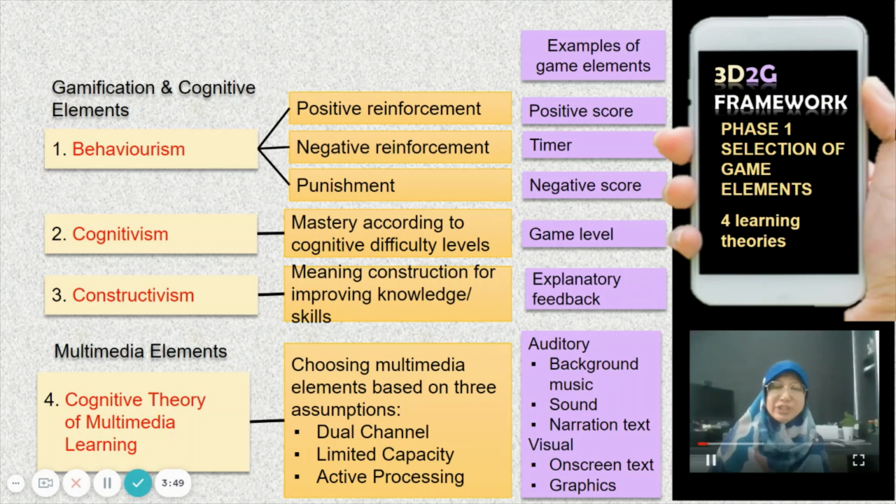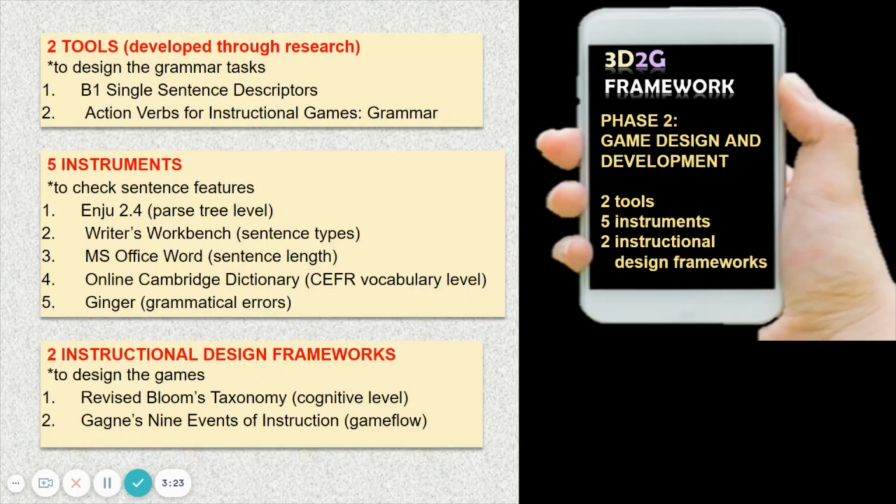Phase 1, selection of game elements. It is based on four learning theories. The first three theories, behaviorism, cognitivism, and constructivism, they are applied in the selection of gamification and cognitive elements. The last theory, cognitive theory of multimedia learning, it is used in the selection of multimedia elements. The examples of game elements selected based on the learning theories are provided.